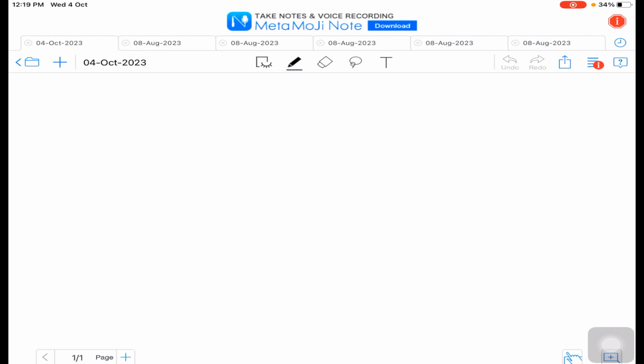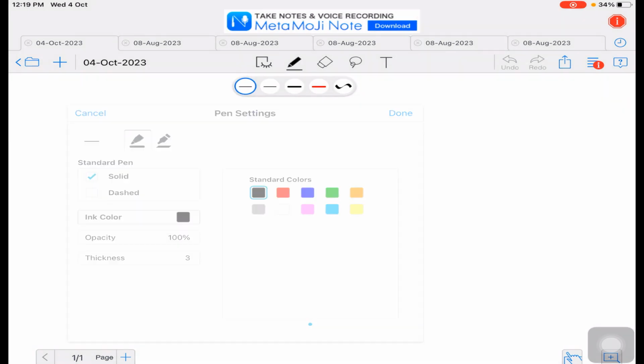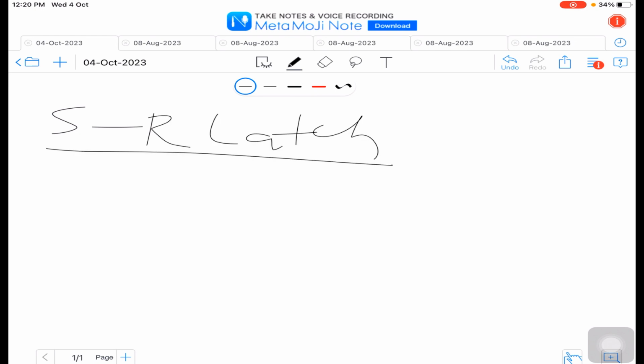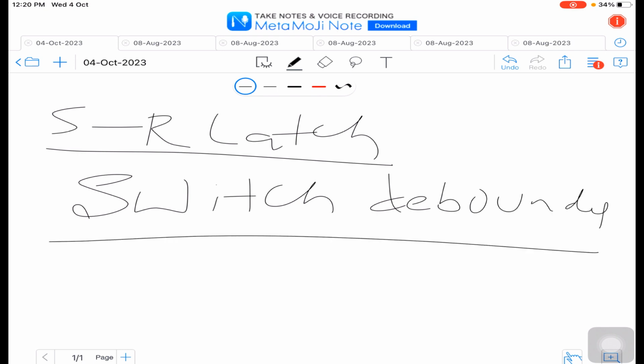Let us understand about application of SR latch as switch debouncer. In the previous classes we have understood about SR latch and its uses. Now this SR latch can also be used as switch debouncer circuit. The application is as switch debouncer. Let us understand how the SR latch acts as a switch debouncer.